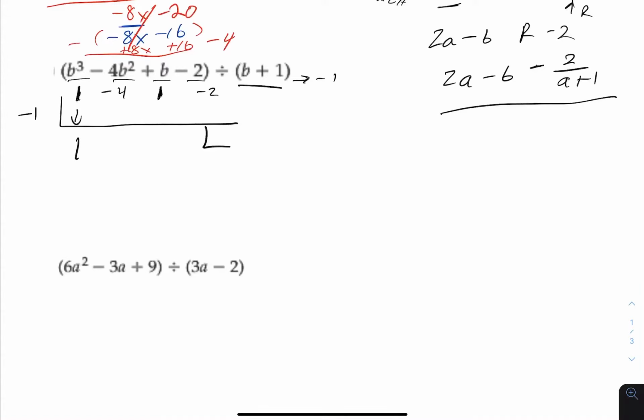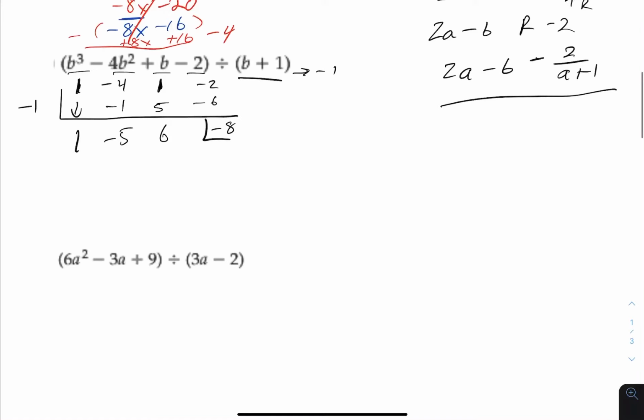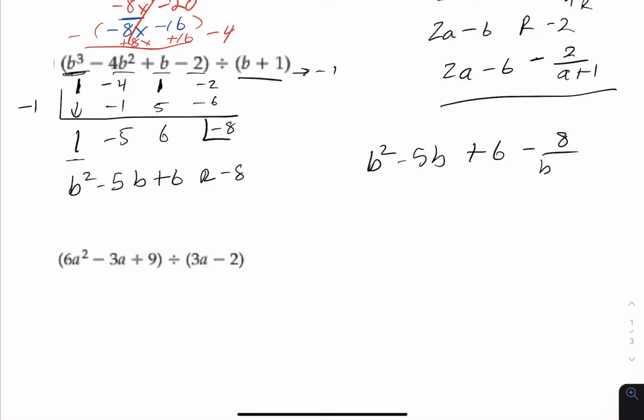Bring the first one down. Multiply across, negative 1. Add down, negative 5. Multiply across, 5. Add down 6. Multiply across, negative 6. Add down, negative 8. So now just remember this was always one power less than what you started off as. So this is b squared minus 5b plus 6, the remainder of negative 8, or b squared minus 5b plus 6 minus 8 over what you divided by, b plus 1.